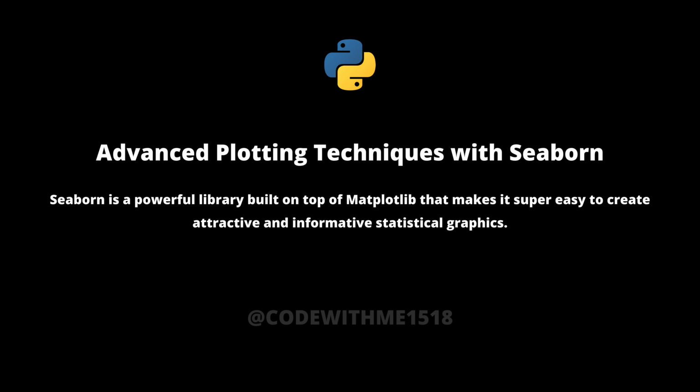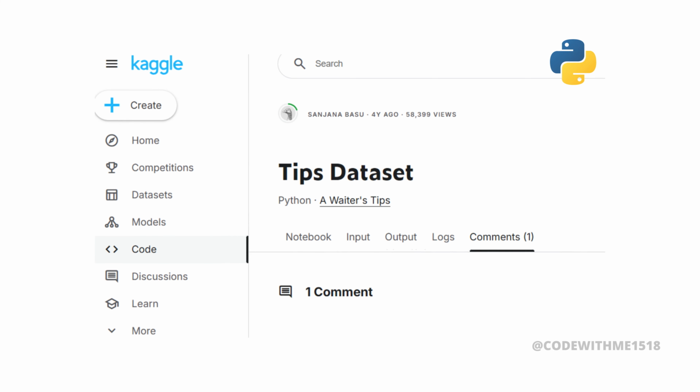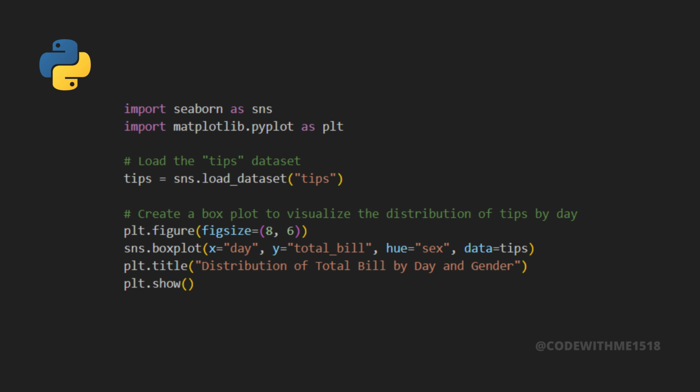Seaborn is a powerful library built on top of Matplotlib that makes it super easy to create attractive and informative statistical graphics. Let's start by exploring some advanced plotting techniques with Seaborn. We'll be using the famous tips dataset, which contains information about tips received by waiters in a restaurant. Let's load the dataset and create some insightful visualizations.